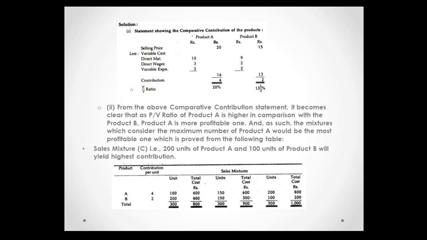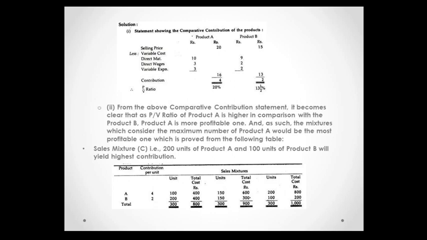That is, PV ratio is contribution divided by sales into 100. Here, contribution is 4 for product A, and selling price is 20. So 4 divided by 20 into 100, and the next one, 2 divided by the selling price 15 into 100. We are getting a percentage of 13.5%. Then we can move on to the sales mixes.